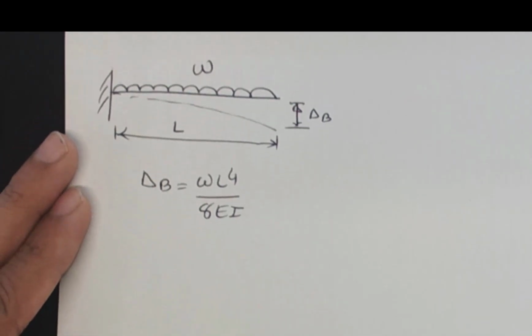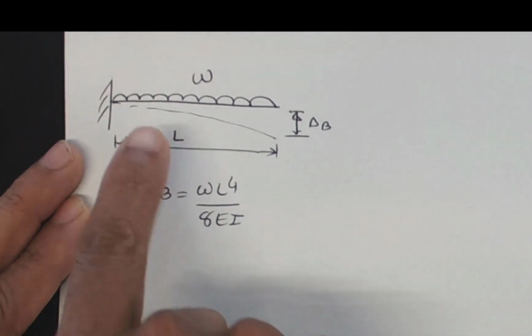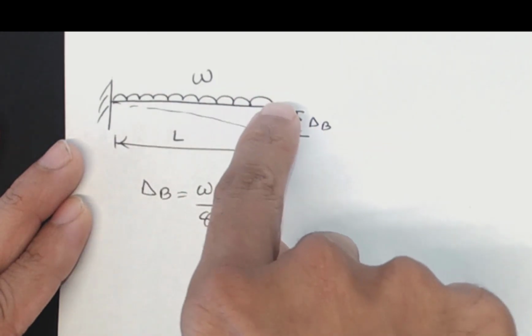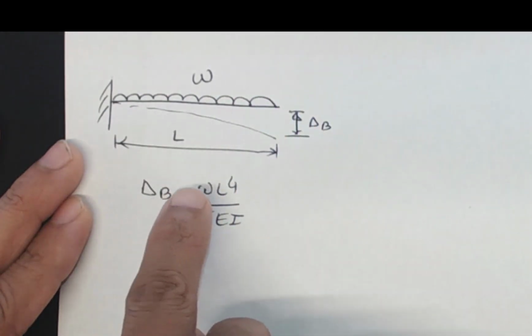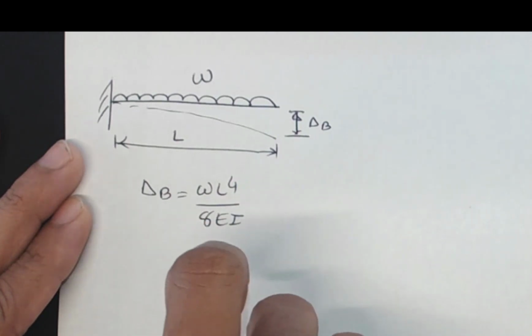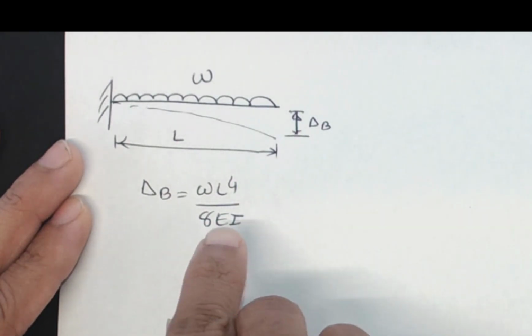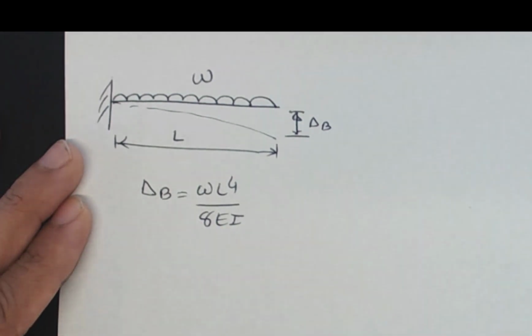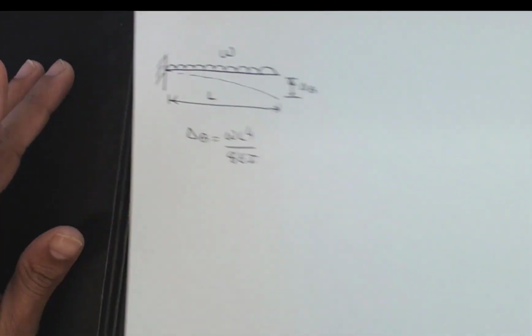Now we just took examples for finding the deflection at point B due to this UDL load, and we found that deflection is WL to the power 4 on 8EI. Now I would like to demonstrate one experiment to see the relation between the moment of inertia and delta B. Now let's take a demonstration.